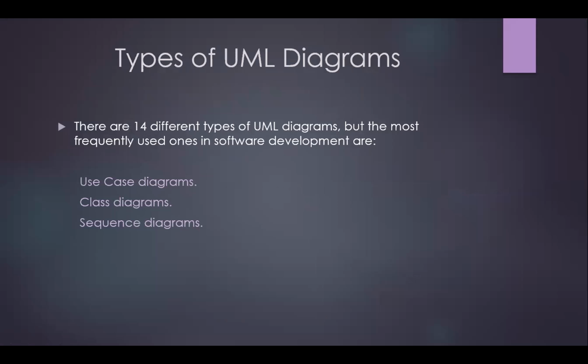So, the types of UML diagrams. There are 14 different types of UML diagrams, but the most frequently used ones in software development are the use case diagrams, the class diagrams, and the sequence diagrams. So there is a difference between the different diagrams. Yes. Okay, good to know that definitively.